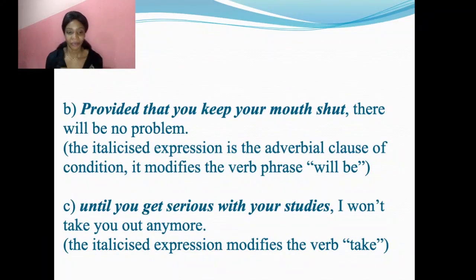Okay. Example C says, until you get serious with your studies, I won't take you out anymore. So, what is the condition of taking you out? You have to get serious with your studies. Which means, if you don't get serious with your studies, then no more outings for you. So, not taking you out anymore is the consequence of not getting serious with your studies. Which means, until you get serious with your studies, is the adverbial clause of condition, and it modifies the verb phrase won't take.